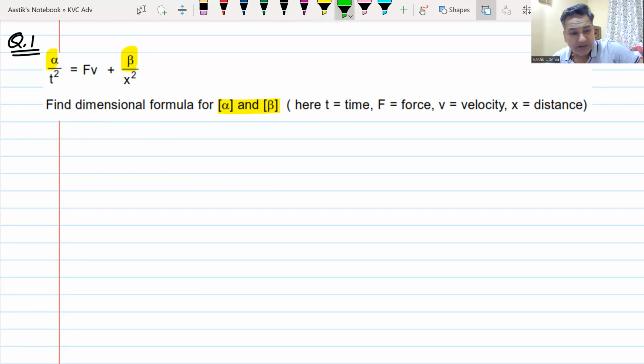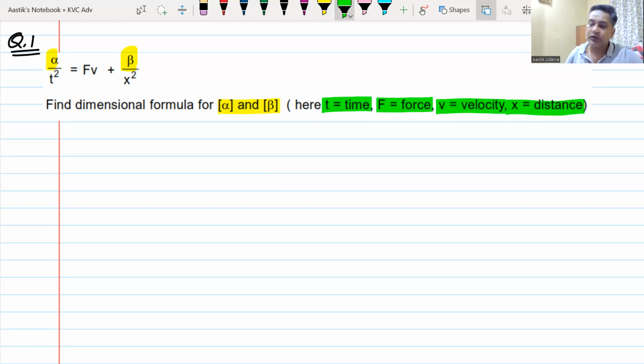The other dimensions are known. T stands for time. Normally T stands for time. F stands for force. Normally F also stands for force. V stands for velocity. That is how it is. And X stands for distance. So the dimensions and the units and the physical quantities T, F, V and X are given to you.